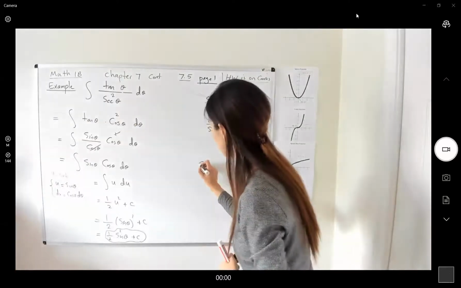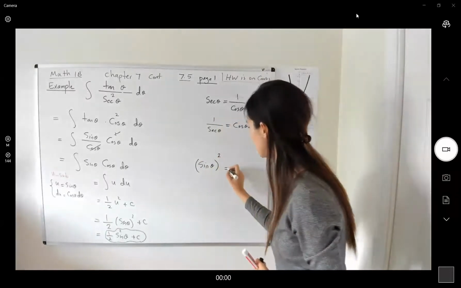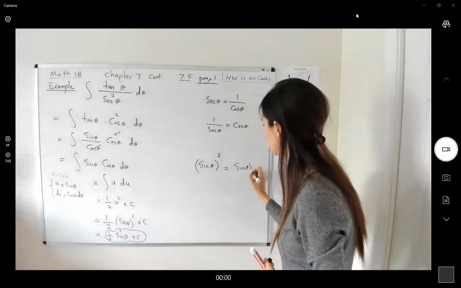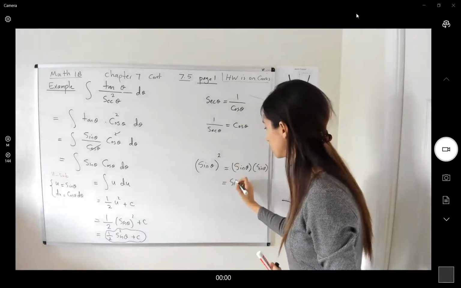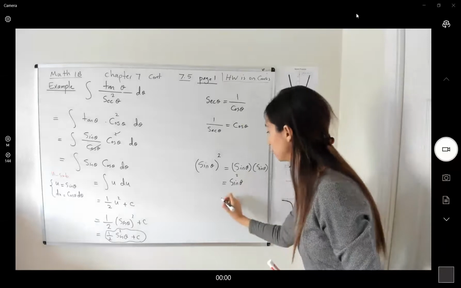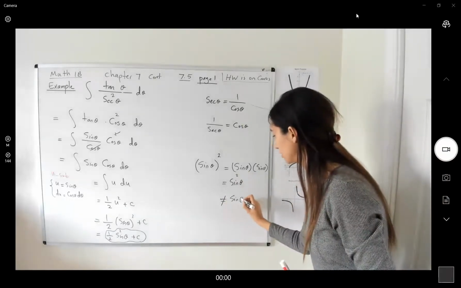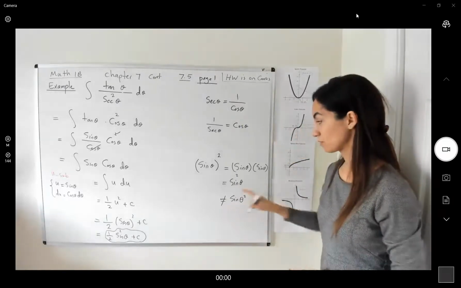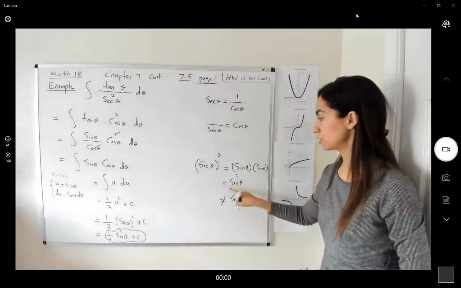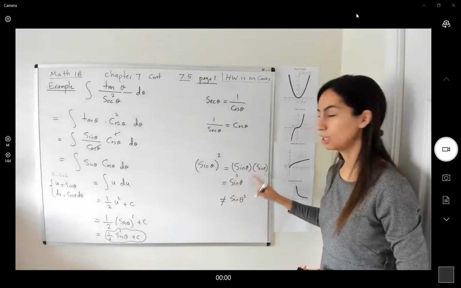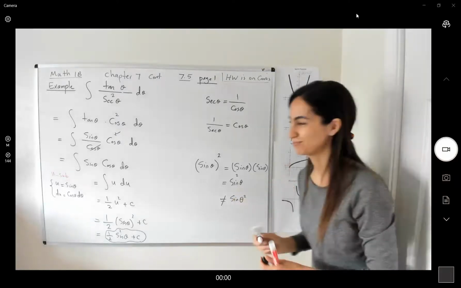Again, remember that sine theta to the second power is sine theta times sine theta, which is sine squared theta, which is different from sine of theta squared. These two are different from each other. Know the difference between these. Here you multiply sine by sine, you get sine squared. Here you are just multiplying theta by itself.